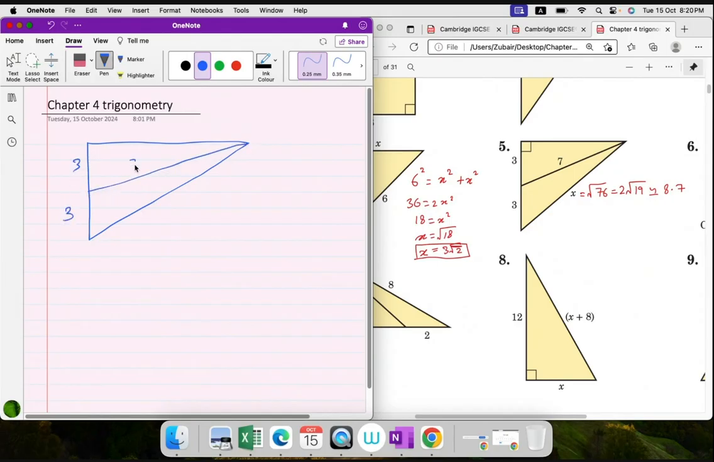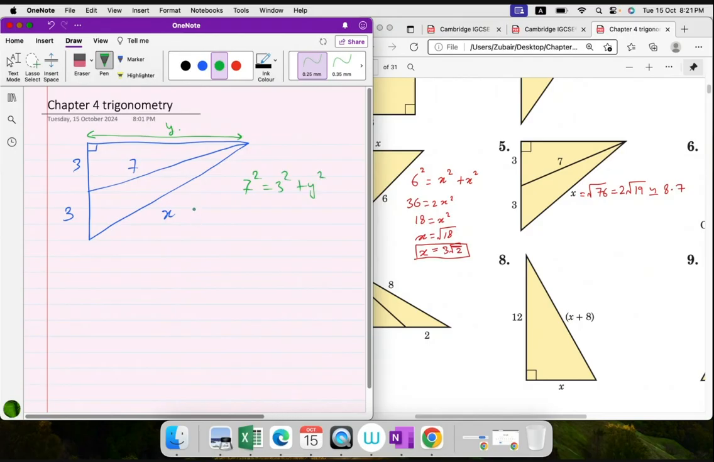Three, three, 7, and x. And this is 90. First of all, I'm going for this side because this is a right angle triangle. And if I go for x, that side was unknown. So let me label this y. So that would be 7 square is equal to 3 square plus 5 square.